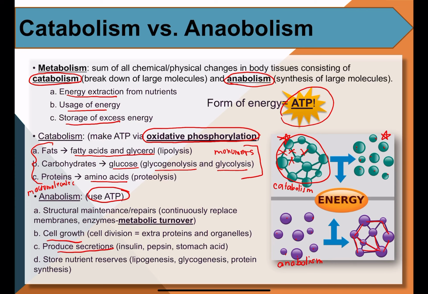And lastly, ways we can bank or save our excess nutrient reserves, either in the form of fat through lipogenesis, or in the form of glycogen through glycogenesis, or lastly in the form of proteins through protein synthesis. And we'll talk about all these anabolism pathways when we get to that part in the lecture.